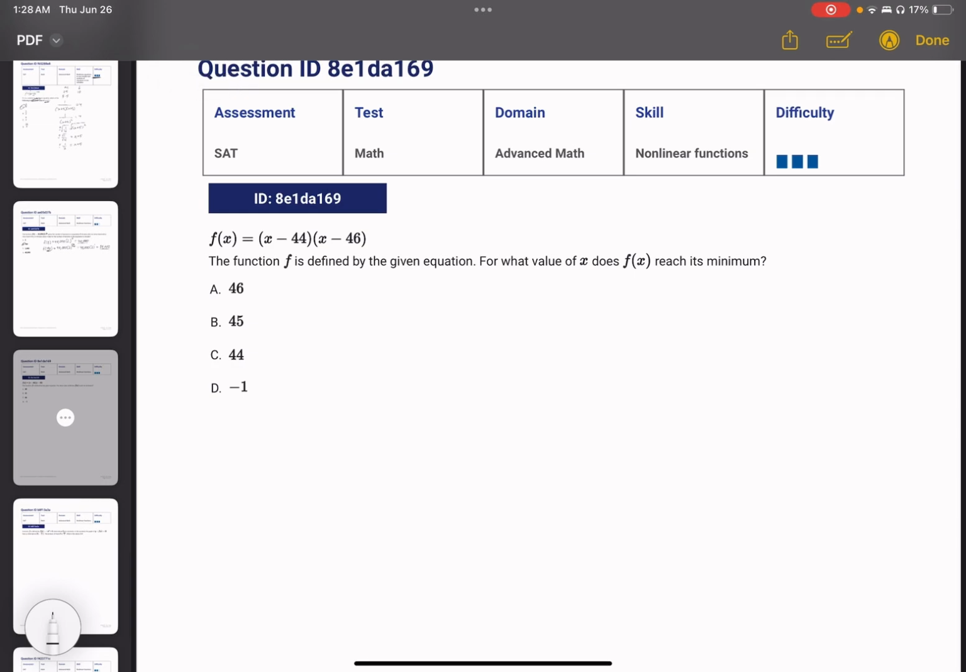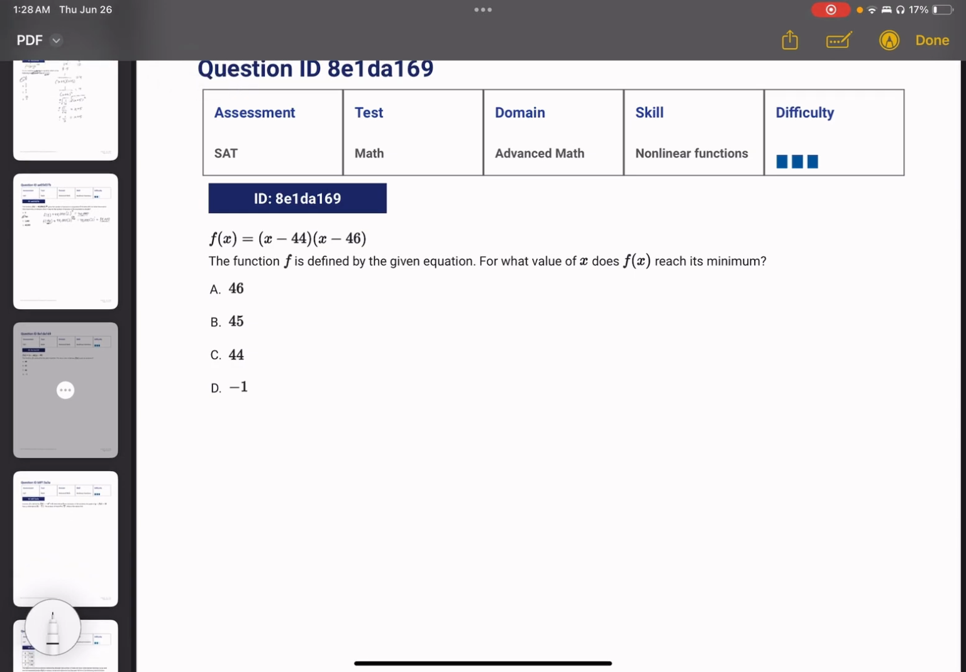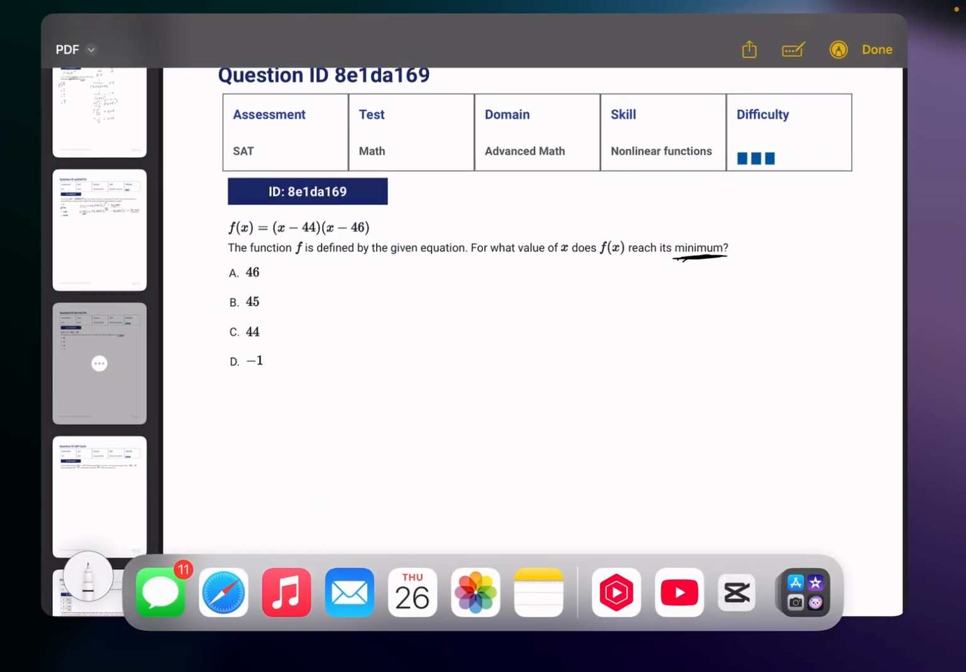Last question of the day, and this is going to be a graphing calculator question. The function f is defined by the given equation. For what value of x does f of x reach its minimum? Okay, we're looking for a minimum value. Whenever you see that, you can always use your graphing calculator to plug this into the y and trace. So we're going to do exactly that.